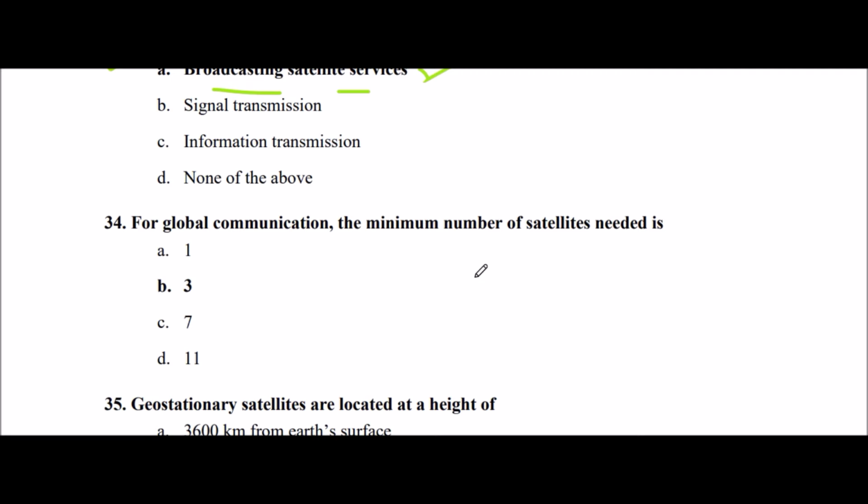Next question, for global communication, the minimum number of satellite needed is 3. For global communication, we need minimum 3 satellites for covering around global at 120 degree, because the circle can be fully surrounded by joining 3 points outside it, thus forming a triangle. That is 3 points. Okay, triangle means 3 points. 3 points of triangle to cover Earth totally means globally. That's why 3 satellite is required for global communication. Okay, so correct answer here is option B, 3.